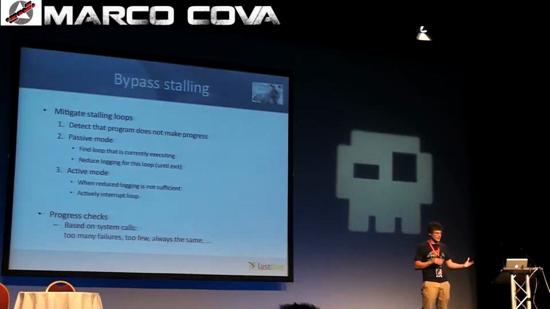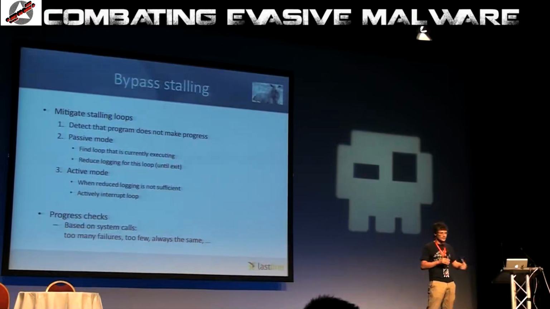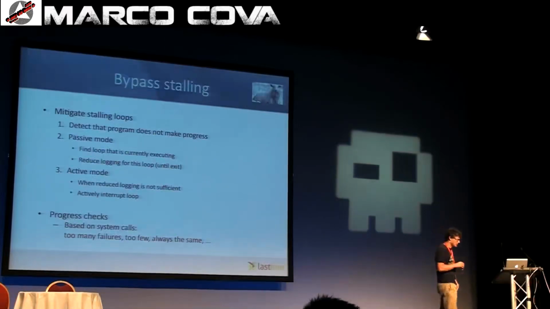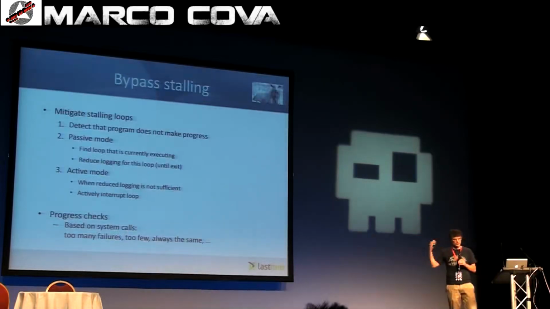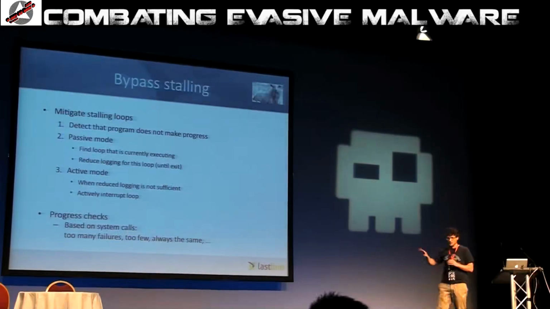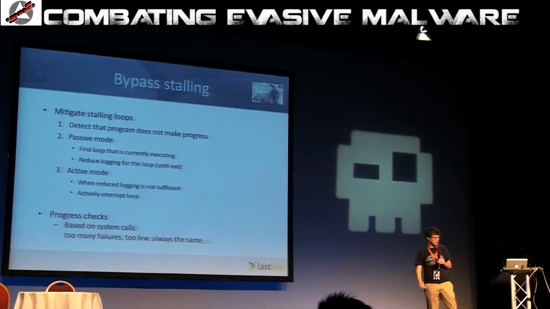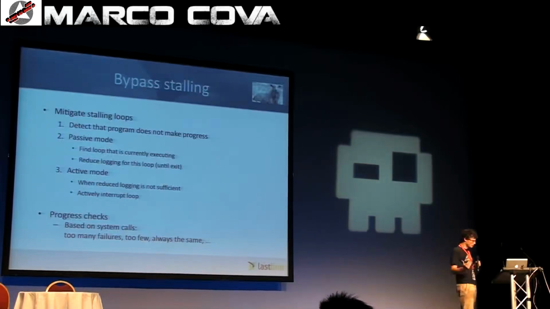When that system call is executed, you just provide back a value that is neutral, does not give away the information that you're running inside your analysis system. But for stalling loops, this is really hard and requires a lot of visibility into exactly what the malware is going to execute. So how do we do this?